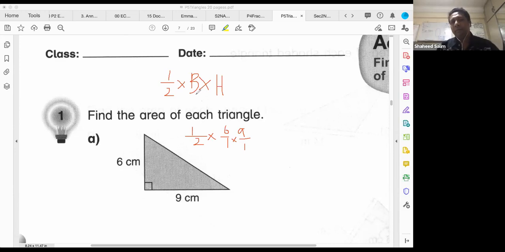Okay, for me, I like to see where I can cancel. See, I can divide by 2, I get 1. I can divide by 2, I get 3. 3 times 9. Let's see whether 3 times 9 is 27 square cm. You got 27? Okay, congratulations. Now we are going to move on to the next one.